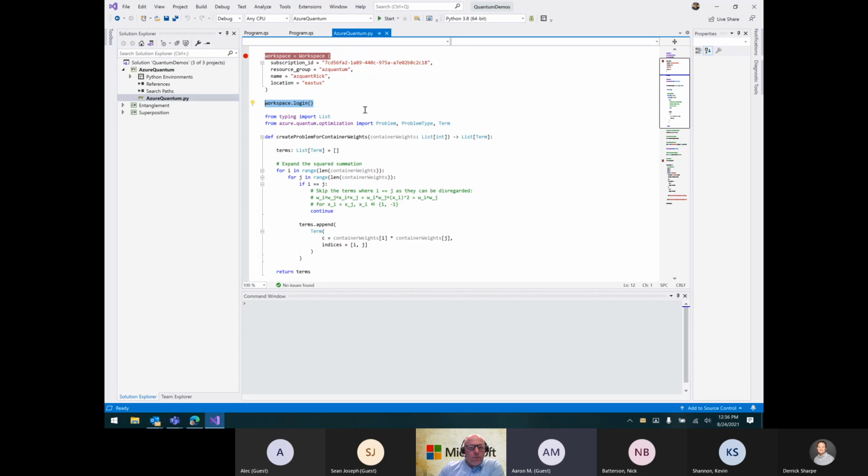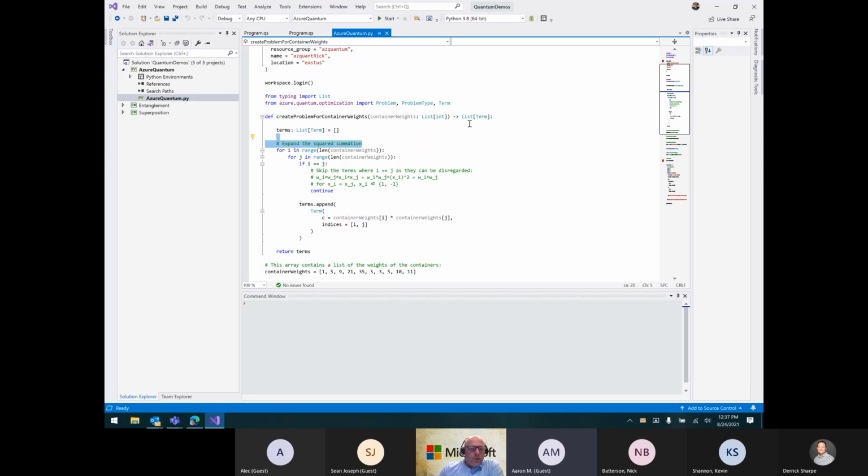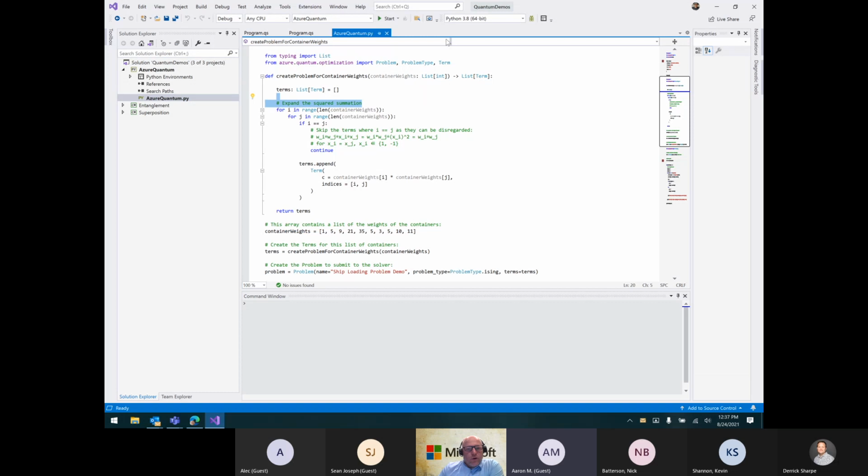So I go ahead and log into my workspace, and then in traditional Python syntax, I'm going to import a list, and I'm going to import from Azure Quantum, because we do have support for Python with our quantum computing: a problem type, and a term. A term is basically going to get a list of results back. A problem, of course, is something that we're trying to solve for.